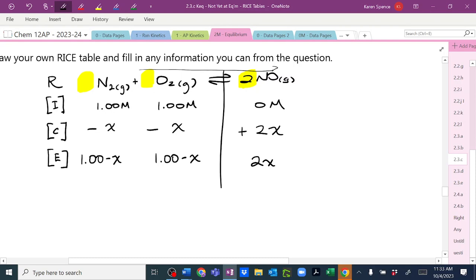I kind of like the lines on my table. I don't know. You can put them in or not as you like.